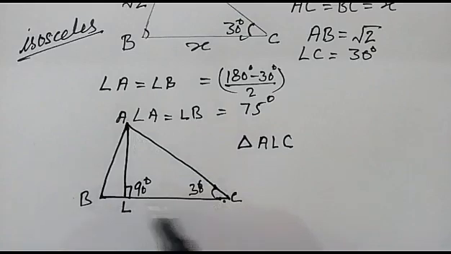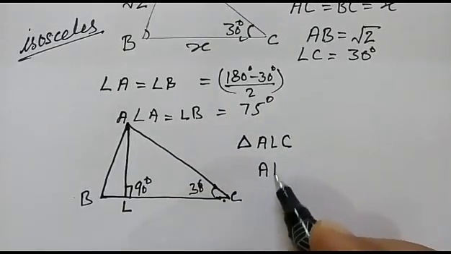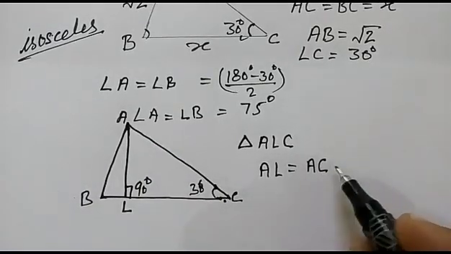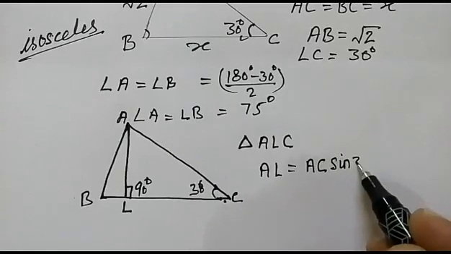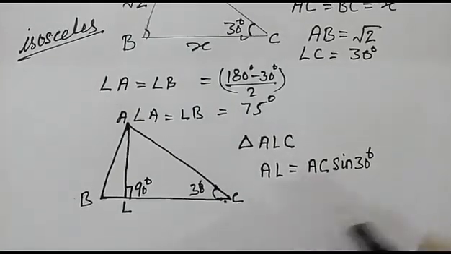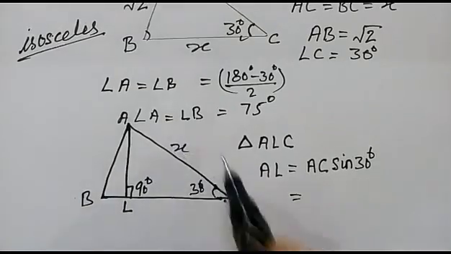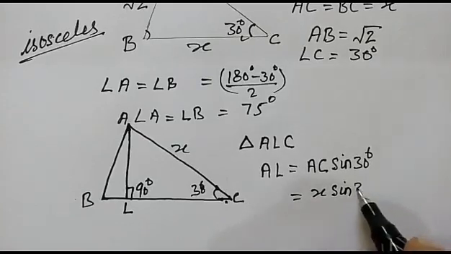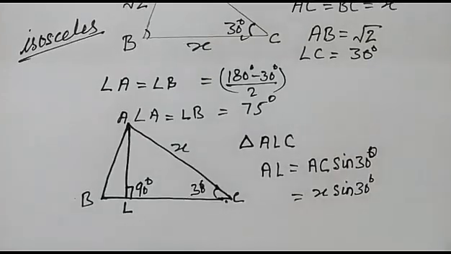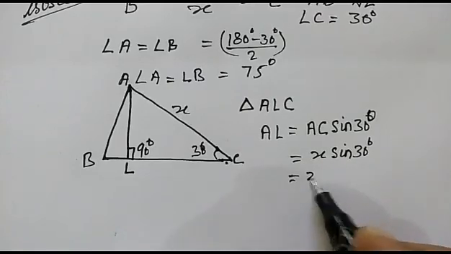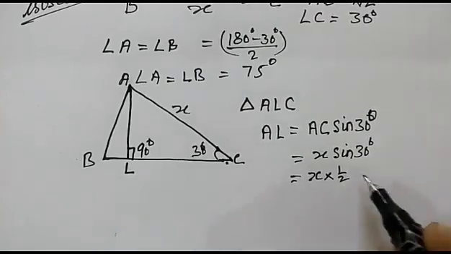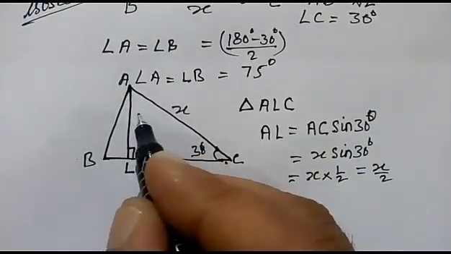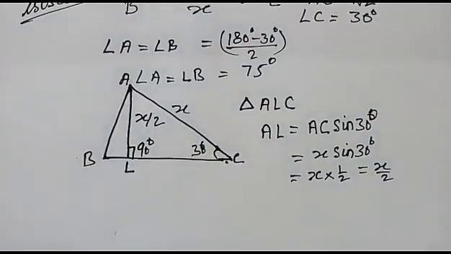Now in triangle ALC, AL is equal to AC sine 30 degrees. Right? AC is x, sine 30 degrees. Right? Or we can say x into half is equal to x by 2. This AL will be x by 2. Right?